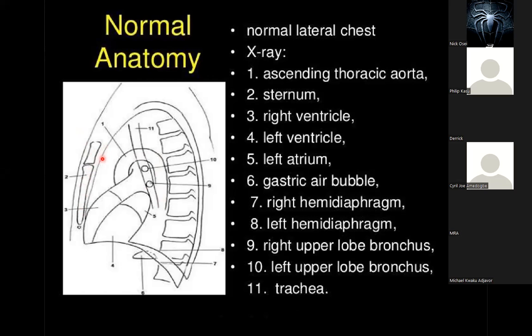Number three here is the right ventricle. Number four is the left ventricle. Number five is the left atrium. So left ventricle, left atrium, right atrium, right ventricle. We have a gastric bubble.